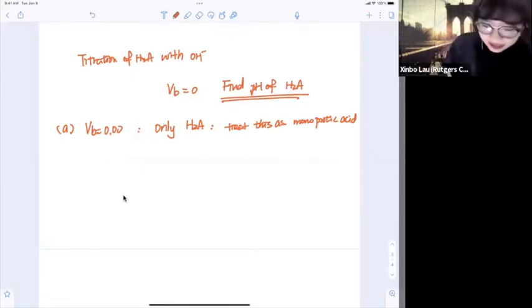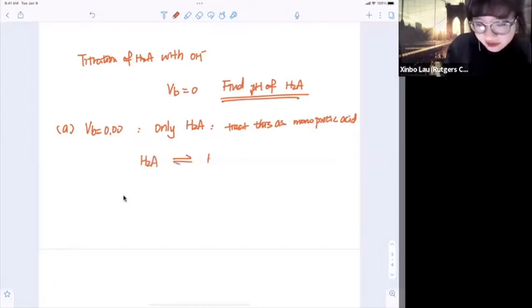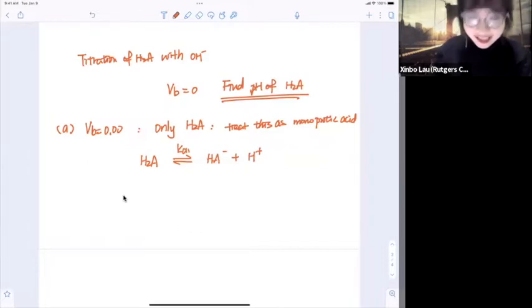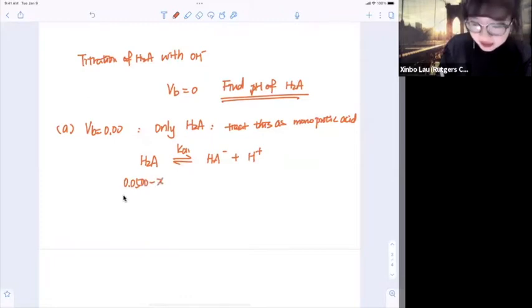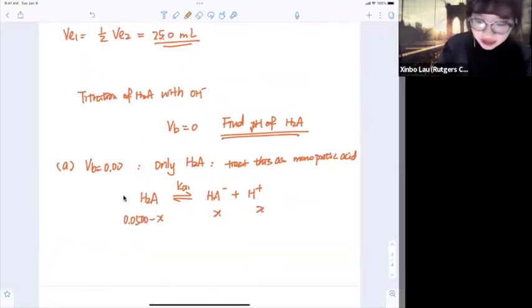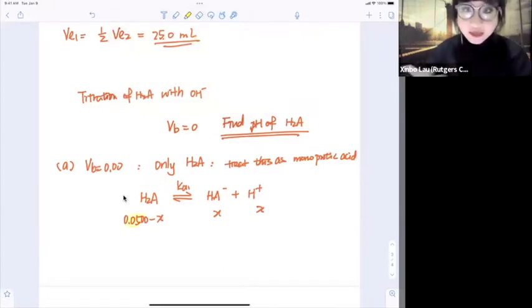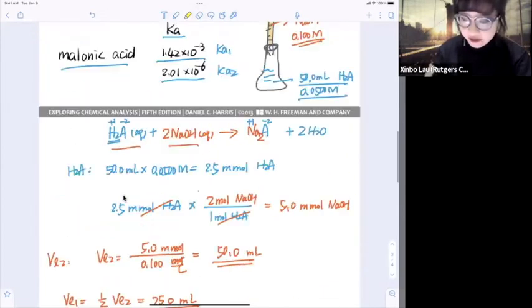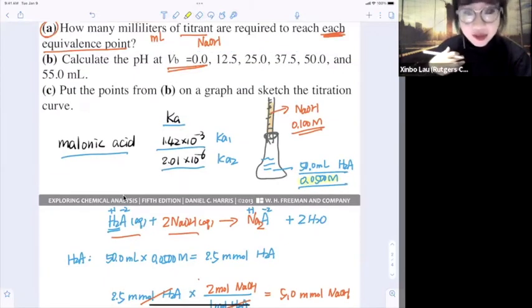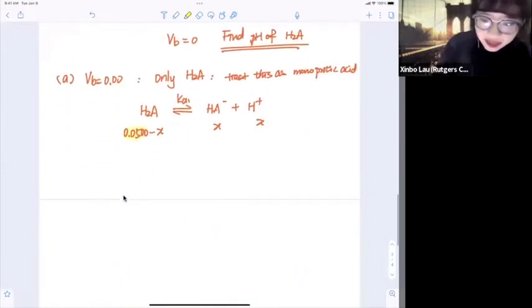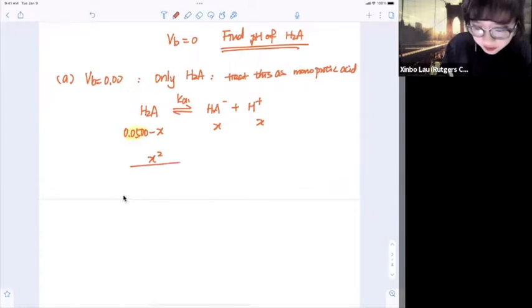H2A is releasing 1 proton, and that corresponds to Ka1, or K1. Now let's do the shortcut: 0.05 minus x, and x. Where did you get this? That's our concentration. When you set up an equilibrium ICE table, that's concentration, and for the ICE table it's 0.05. Don't use the wrong number. You have to know when to use moles and when to use concentration, because you're tracking different information. And now x squared over 0.05 minus x.